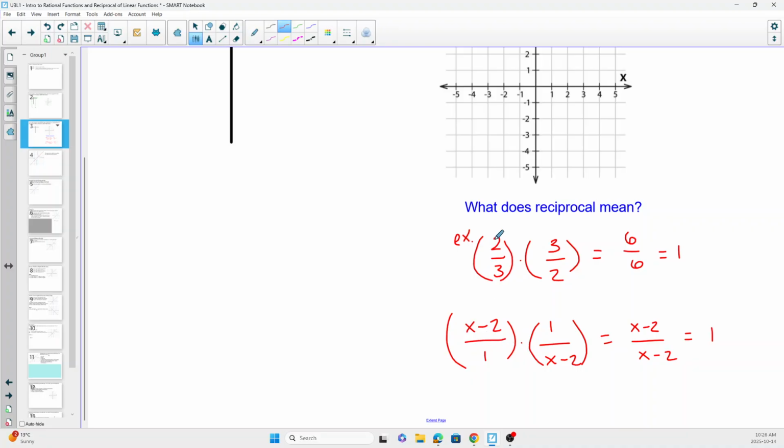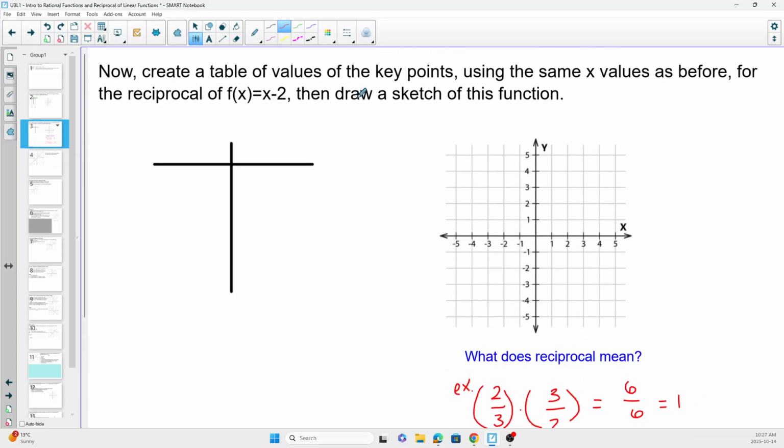It's hard when something doesn't already have a denominator, like the function x minus 2, but remember that anything can have a denominator of 1 without changing it, and then we flip, and we don't have to do this double check, but just by definition, reciprocals have a product of 1. Okay, so for this here, now we're looking at creating a table of values and then ultimately a sketch for the reciprocal of x minus 2.